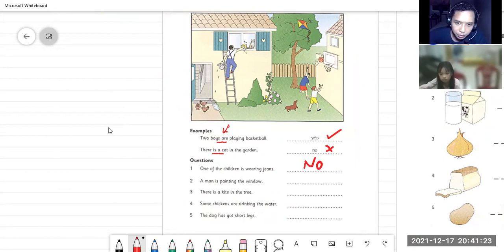A man is painting the window. Yes. Is he painting the window or cleaning the window? The answer is yes or no? No. Okay. There is a kite in the tree. Yes. Okay, very good. Some chickens are drinking the water. Yes or no? No. The dog has got short legs. Yes. Yes, very good.